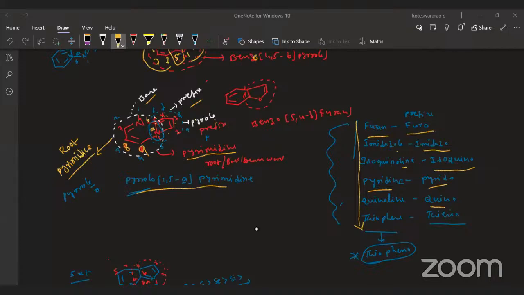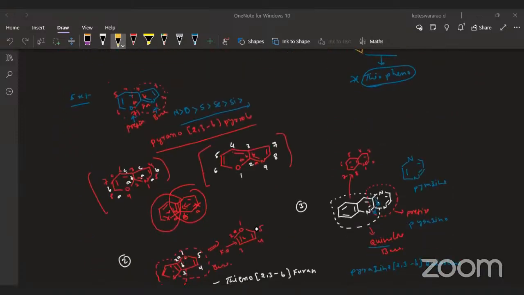Is the screen visible? Right. Okay, in such a case, we need to follow this order while giving the numbering. This is the molecule. Now, for indicating the fusion bond, we need to indicate the numbering 1, 2, 3, 4, 5.